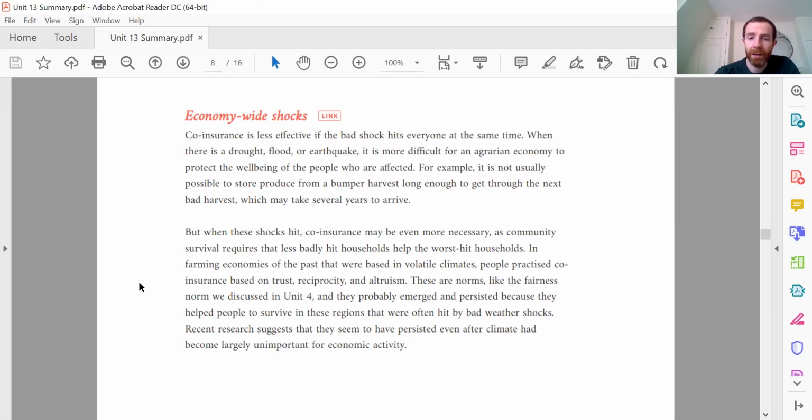But that's where it's very useful to have a government who can provide a kind of co-insurance of last resort. If loads of households are badly hit, think about what happened during the pandemic, the government can step in and provide that kind of safety net to make sure people are not really suffering as a result. But it's important to keep in mind that we've got household shocks, things that can affect individual households, and then economy-wide shocks where all households are hit.